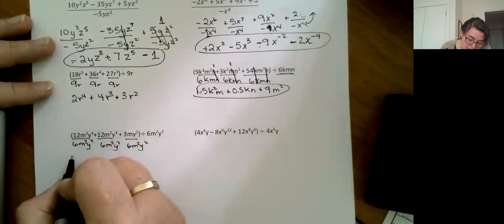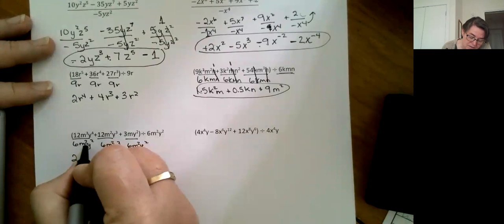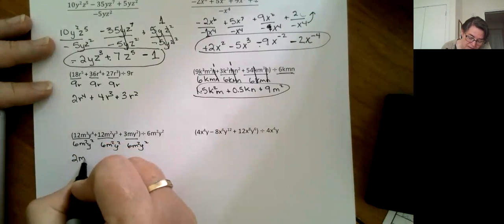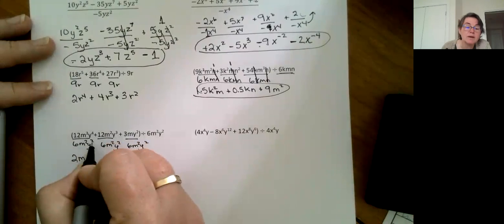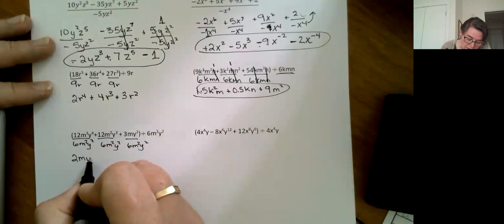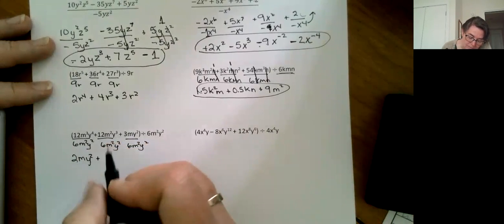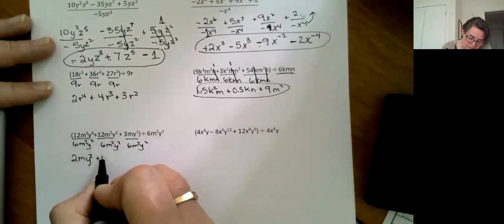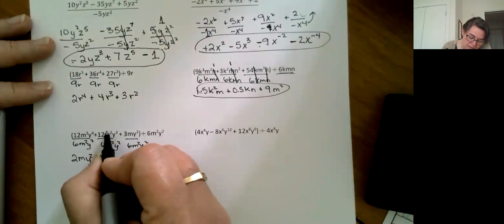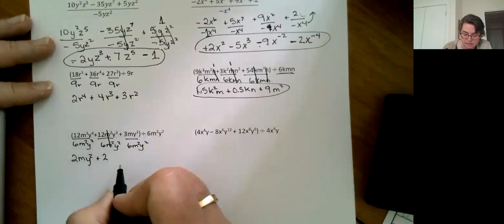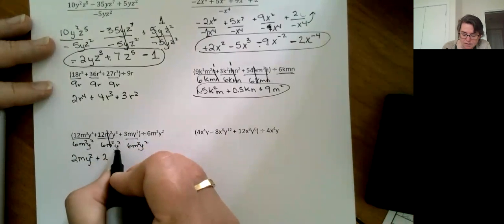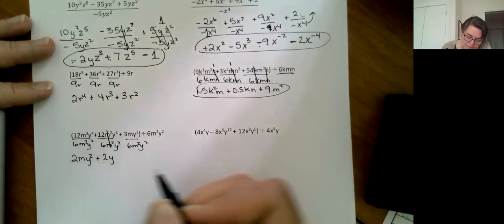12 divided by 6 is 2. M to the third divided by M squared is going to give me M. Y to the fourth divided by Y squared is going to give me Y squared. Plus 12 divided by 6 is still 2. M squared is going to cancel out because they're exactly the same. They cancel to 1. Y to the third divided by Y squared is Y.